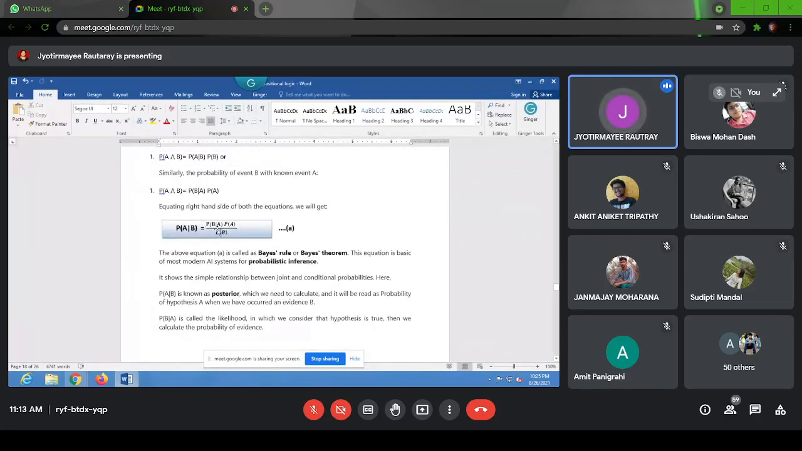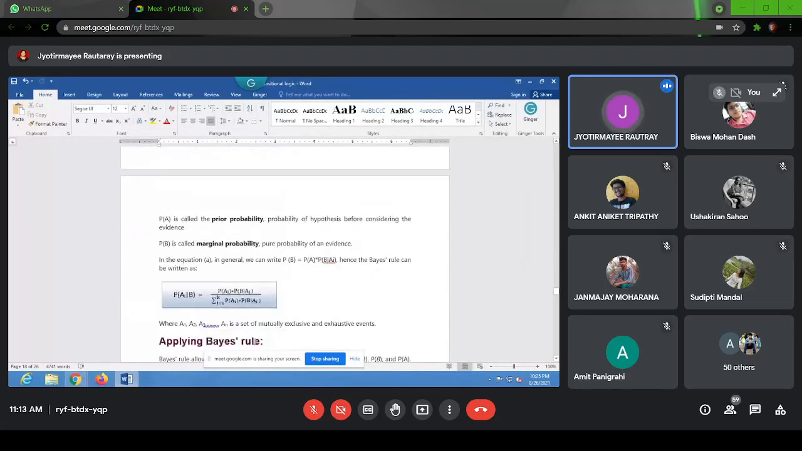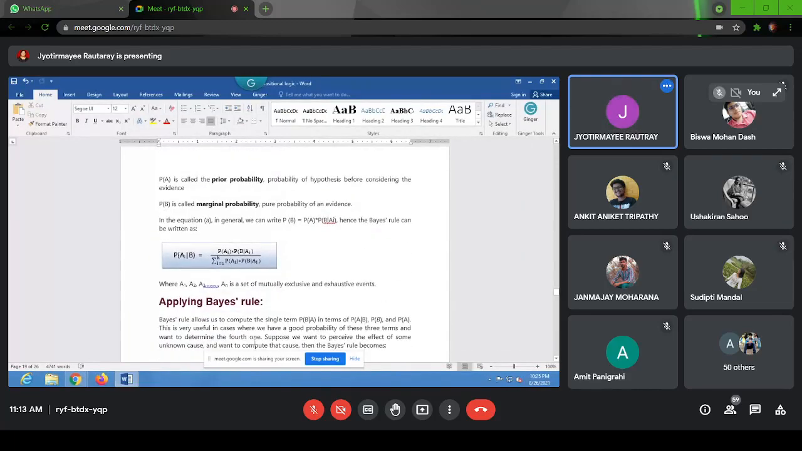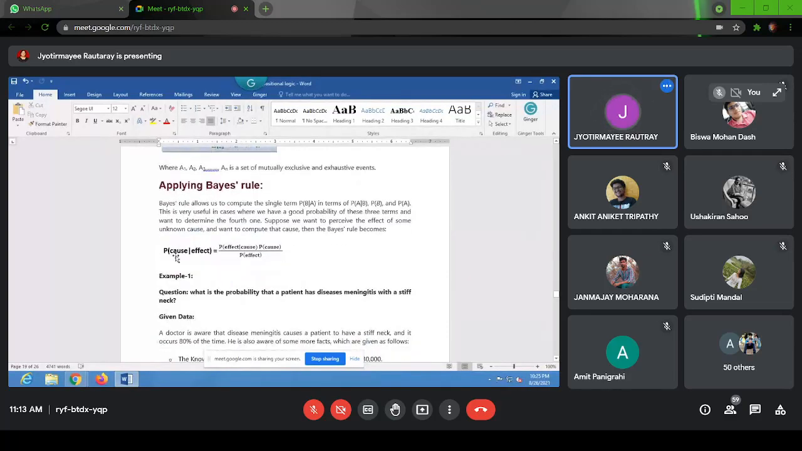Here two events are given, that's why we are using this formula. If more than one event is given, this will be the formula: probability of A_i where B has already occurred. Listen, this will not come in your exam. You will be given only two variables or two events, and with that you have to use the Bayes theorem. This is the probability of cause given effect, where the effect has already occurred. This is one formula.